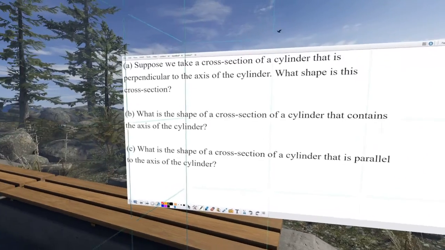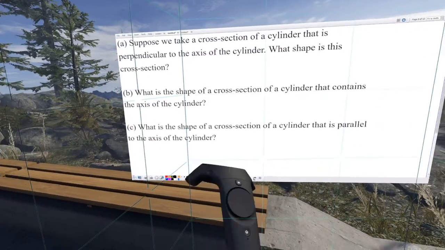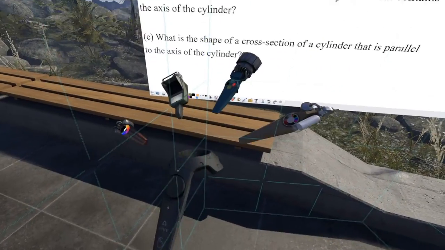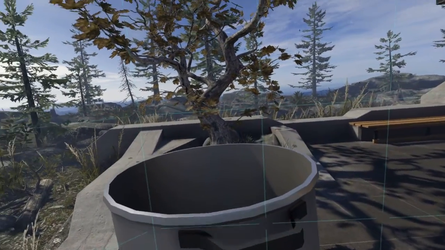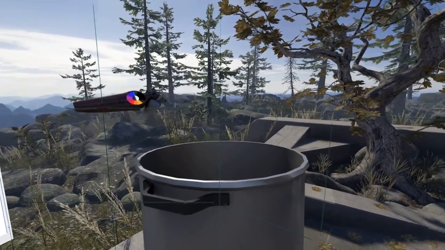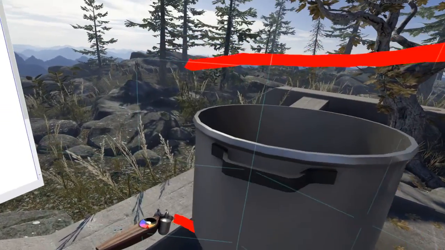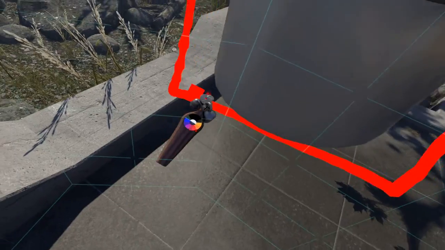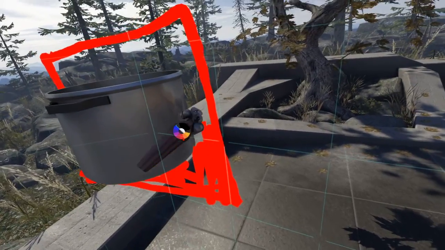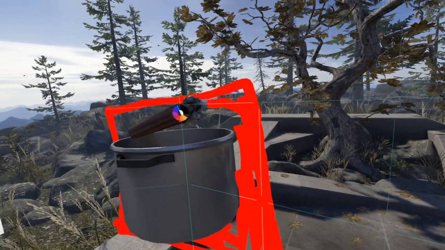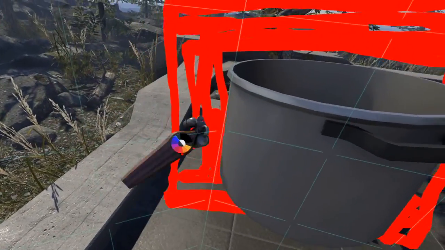Okay, so part B, what is the shape of a cross-section of a cylinder that contains the axis? So this is a little interesting. And again, the axis is straight through the middle, top, up, and down. So let's draw a plane that would encompass that axis. That would look something like this. And again, let's highlight the parts on the outside of the cylinder. Just like this.